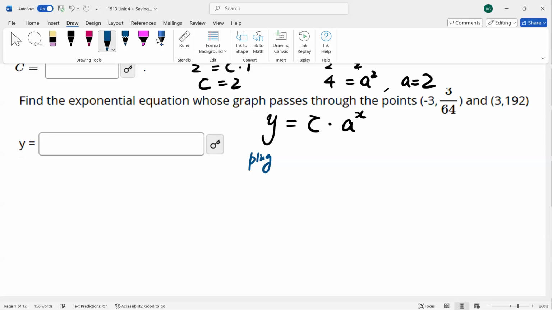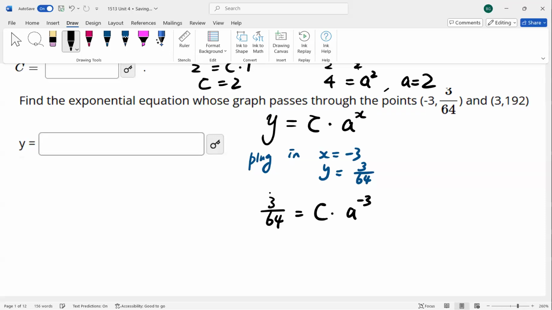Plug in x equals 93, y equals, I believe that's 3/64. Okay, then we would have y equals 3/64 equals c times a to the power of x, which is 93, right? That is one equation.